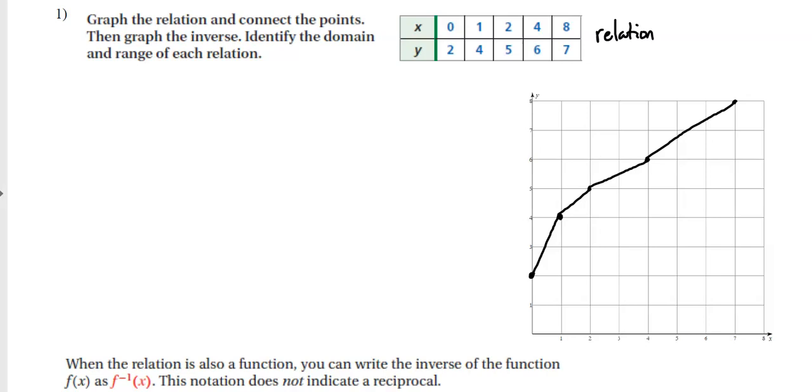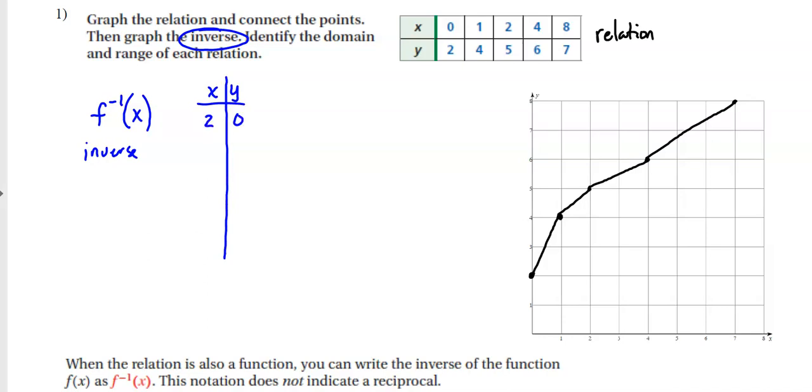Now, if I want to graph the inverse, I'm going to make a new table. And this inverse, we write it as f -1 of x. That represents the inverse. It's not like a negative power or anything like that. That's just notation for the inverse of something. I'm going to reflect all these points and just switch the x and the y's. So instead of 0, 2, I'm going to have 2, 0, 4, 1, 5, 2, 6, 4, and 7, 8.